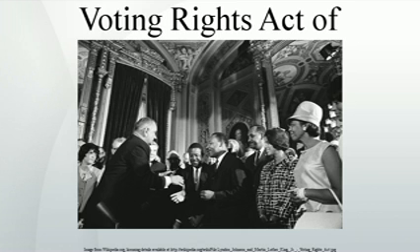The Attorney General's decision is not subject to judicial review, but if the Attorney General interposes an objection, the jurisdiction may independently seek judicial pre-clearance, and the court may disregard the Attorney General's objection at its discretion.